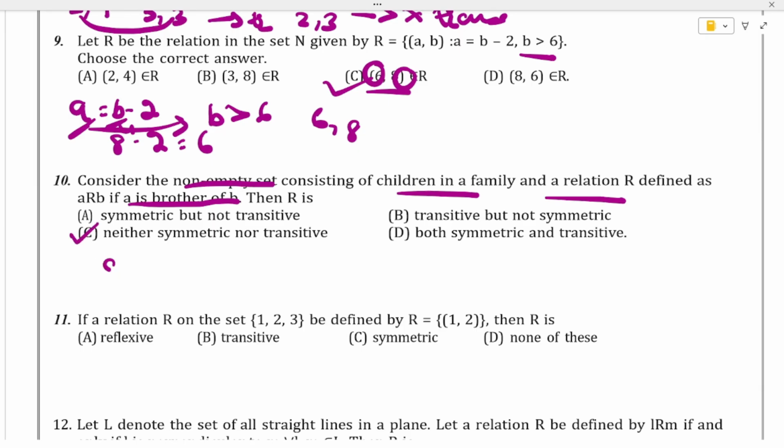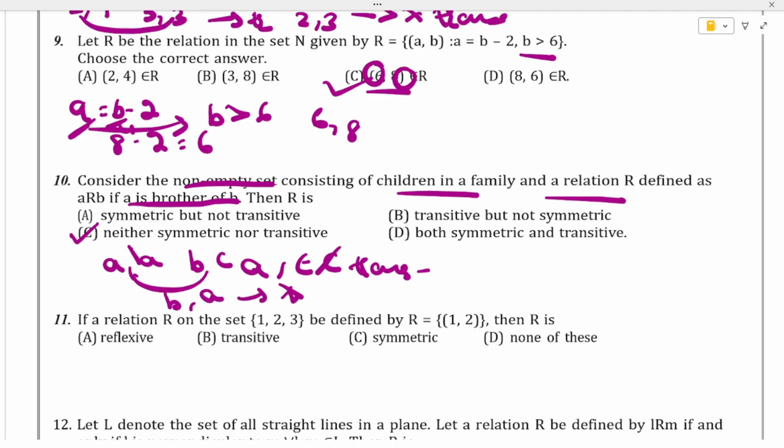If you take some set (A,B) and (B,C), (A,C) is not belonging, so it is not transitive. And similarly, (A,B) means (B,A) cannot be belonging, so it is not symmetric also.